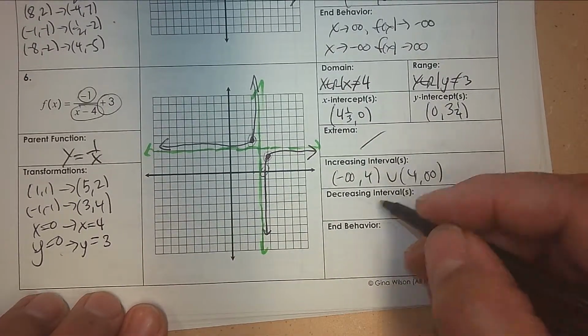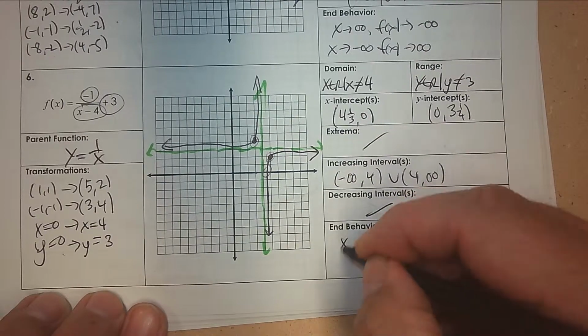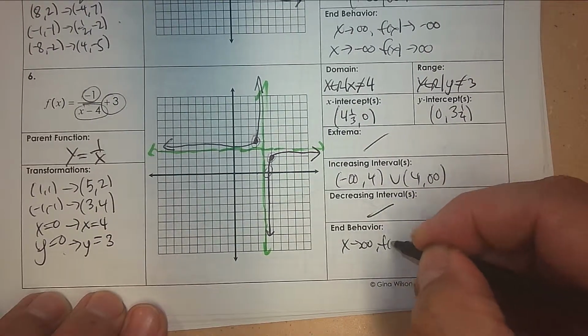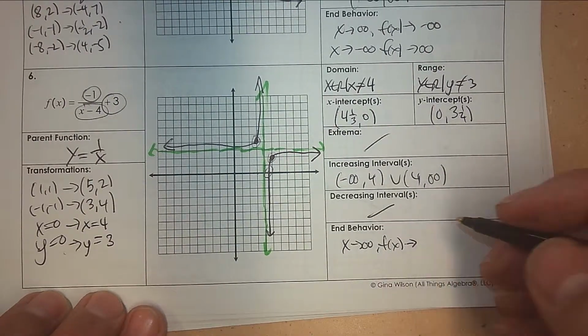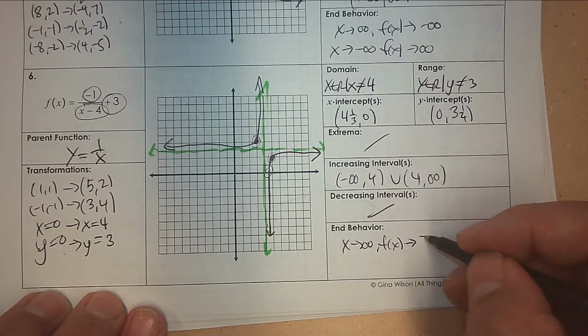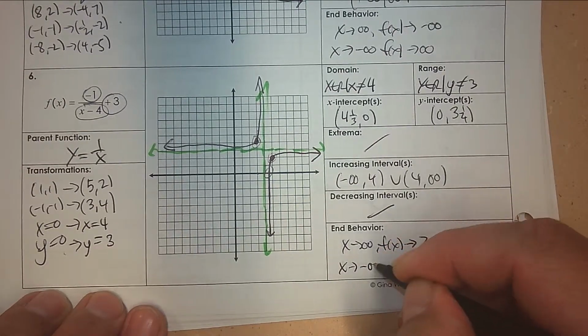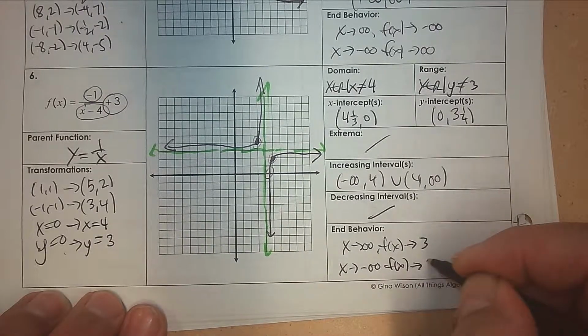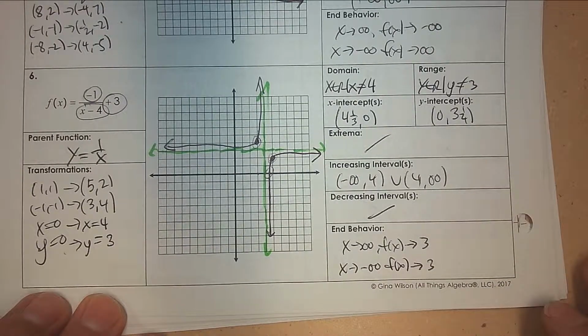Decreasing, nowhere. The end behavior, as x approaches infinity, the function approaches a constant, the horizontal asymptote, which is 3. Same thing for the left. So both left and right hand approach 3. All right, there it is.